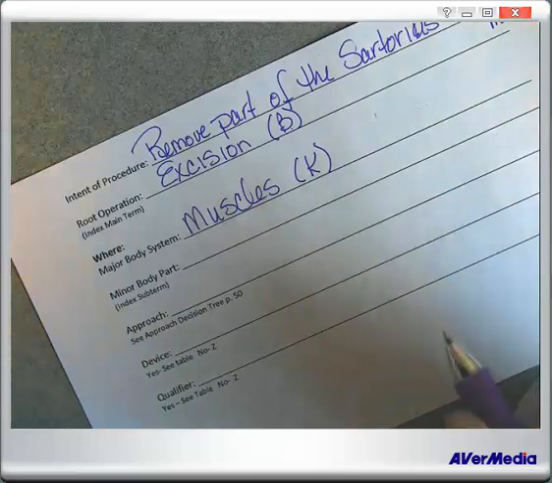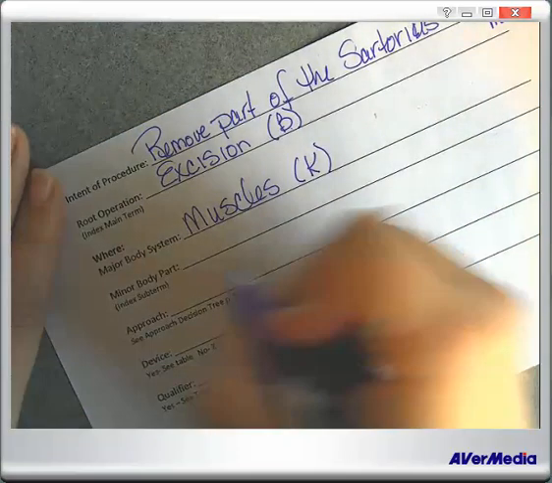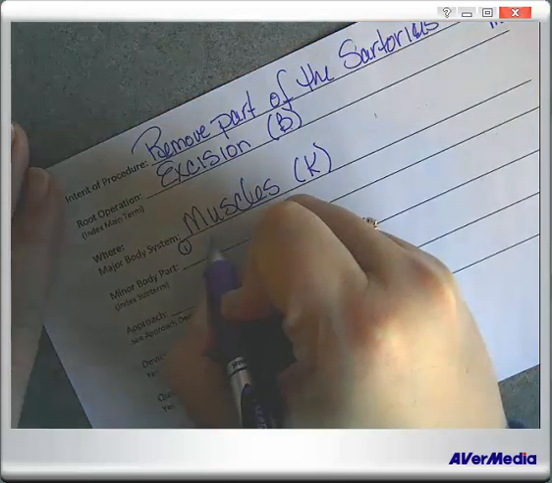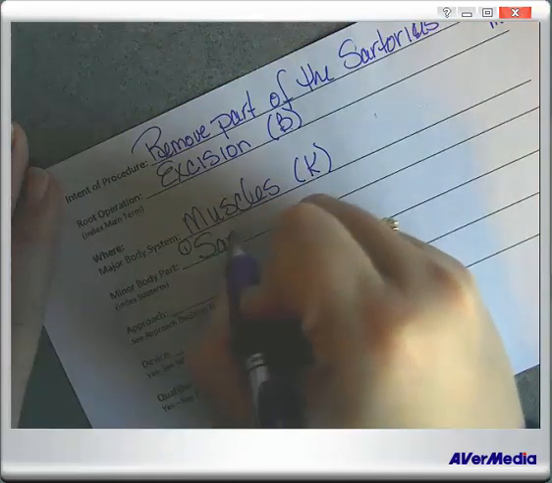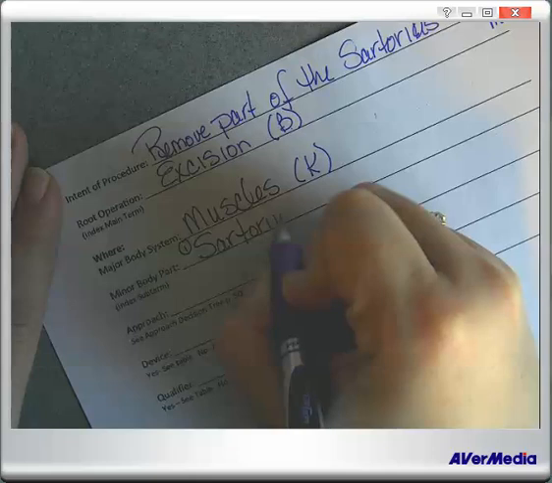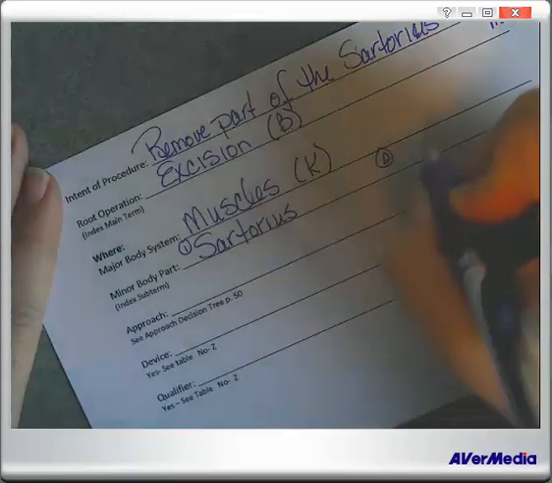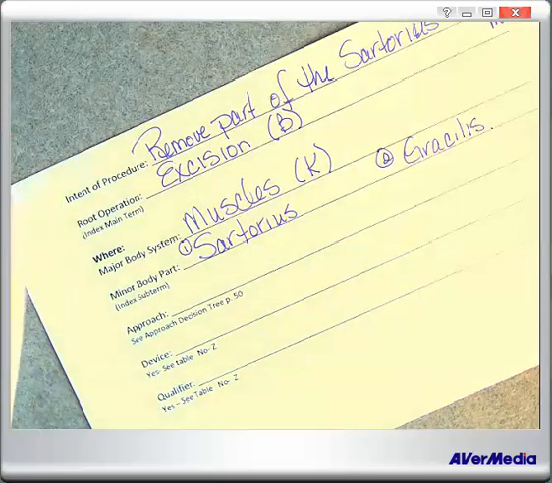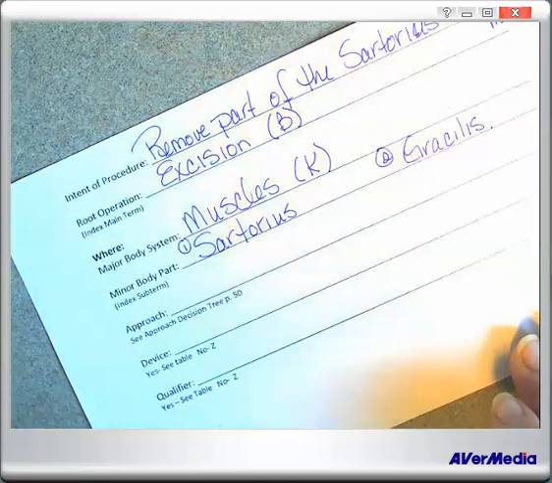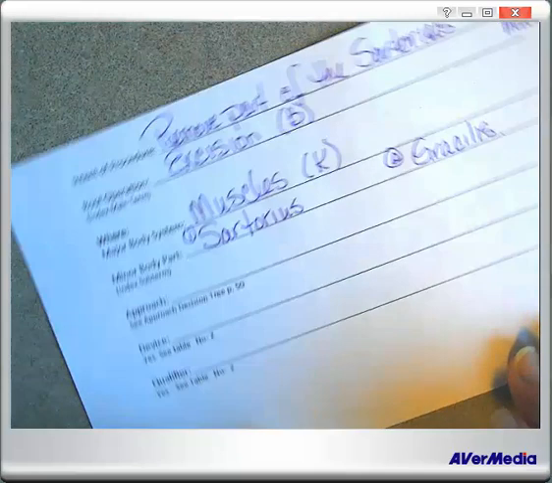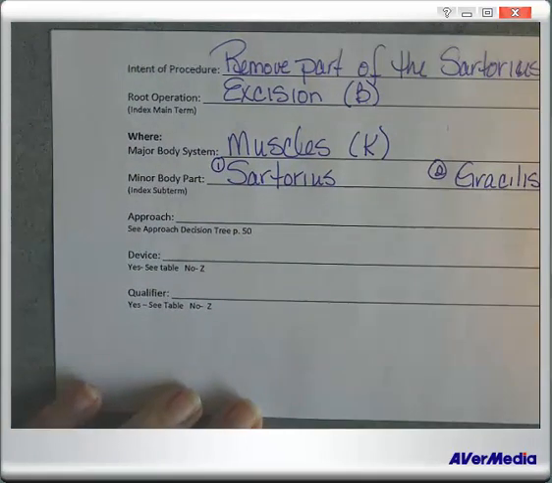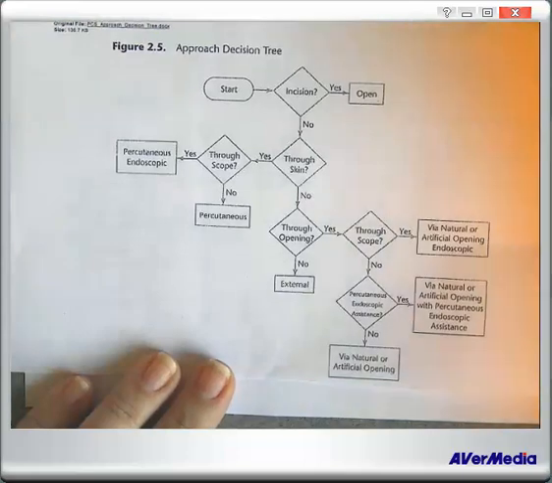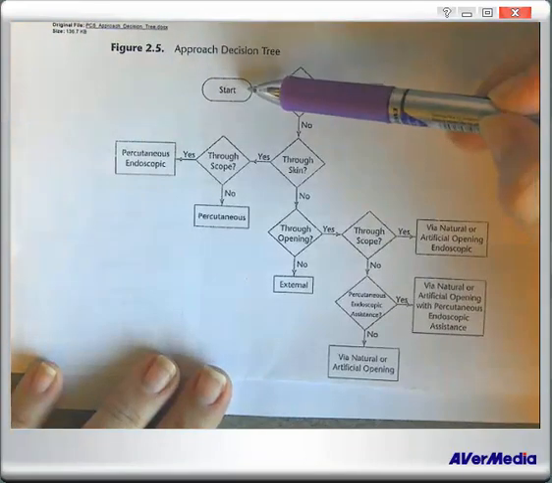And don't we have two? We have two minor body parts. So we've got one, the sartorius, and we have two, the gracilis. Okay? Now, how are we going to figure out our approach? Well, let's get out our decision tree. I'll put that right here. And we're going to start here.